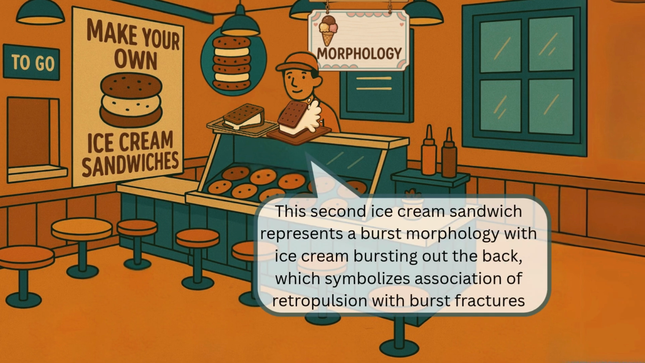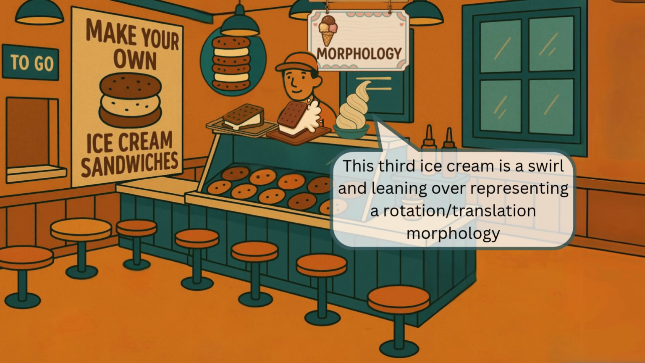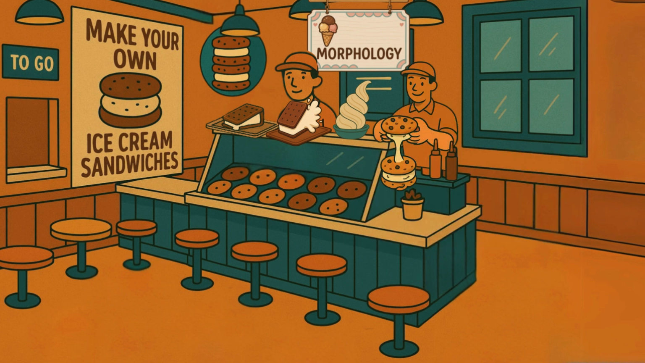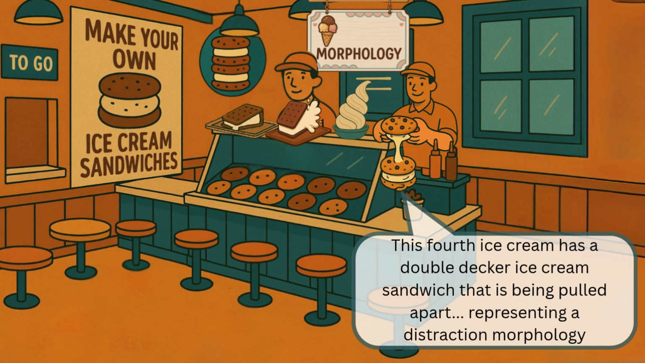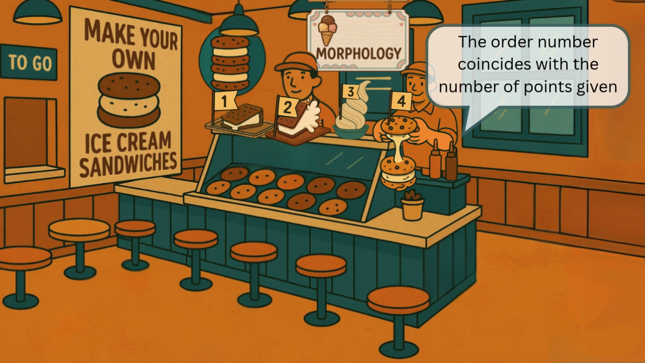The ice cream sandwich with ice cream bursting out the back should remind us that this fracture pattern can involve both the anterior and posterior column, as well as be associated with retropulsion into the spinal canal. The third morphology in our classification is due to a rotation or translational injury. This is represented by our swirl ice cream that's slightly leaning over. Our fourth morphology in the classification is a distraction type injury, which is represented by our double-decker ice cream sandwich being pulled apart. Be cautious of damage to the posterior elements in these type of injuries. Each fracture pattern morphology is associated with a different number of points that contributes to their total TLICS score, in order from least severe to most severe.